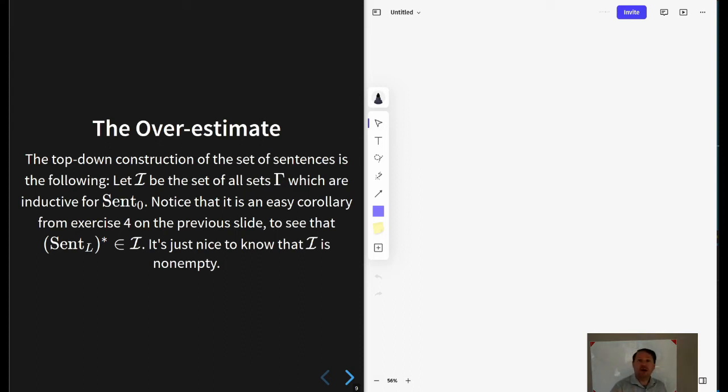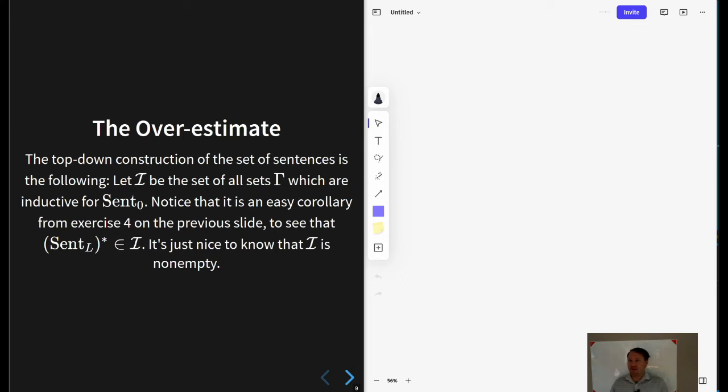Okay. By the way, based on the exercise that we did just a moment ago, I is not empty because it has the set of all possible expressions. Because we showed that the set of all L expressions is inductive for every set, and so in particular we can take it to be inductive for cent zero. So the set of all L expressions is inductive for cent zero and is one of the gammas. Just to give an instance, and that's just demonstrating that the calligraphic I is not empty.